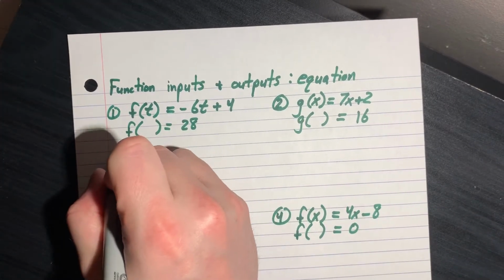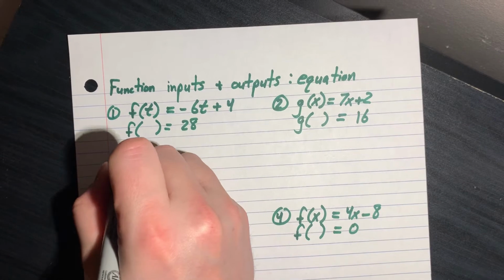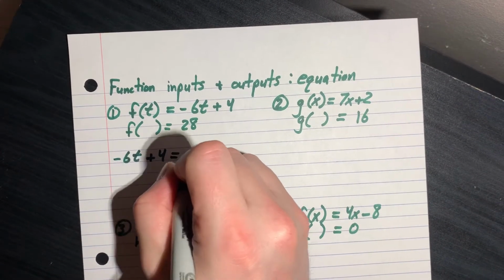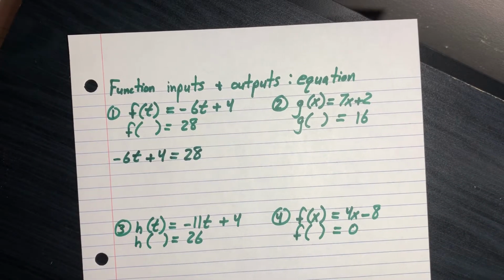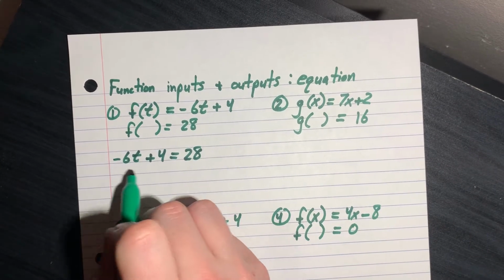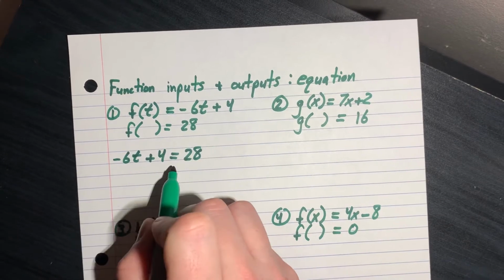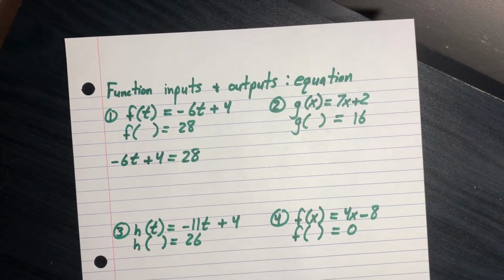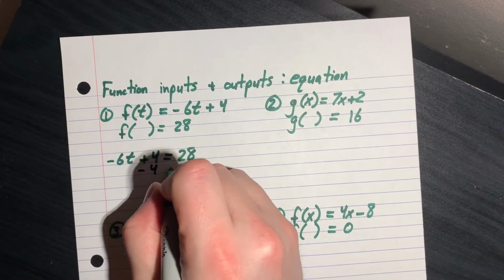So we know that if we want to find where something is equal, well, we just set it equal. So negative 6t plus 4 equals 28. All right, so as we can see, the reason that we can set these equal to each other is because we can figure out what point of t this function is going to be equal to 28 by setting this up in equation form. So what we can do first is minus 4 on both sides.